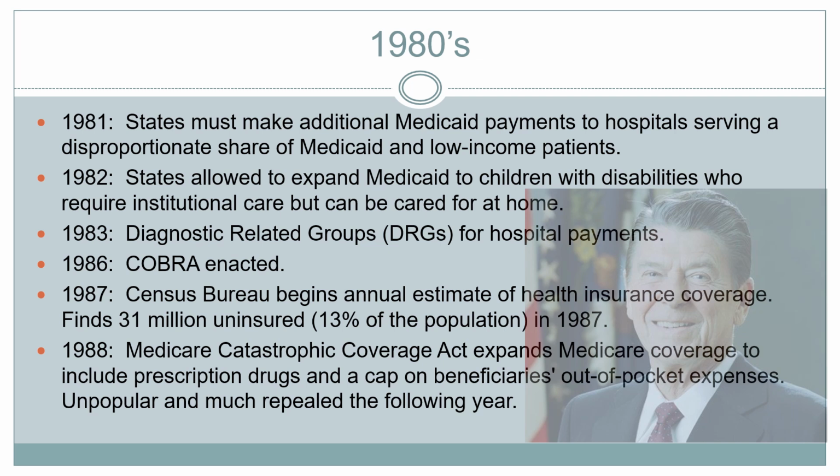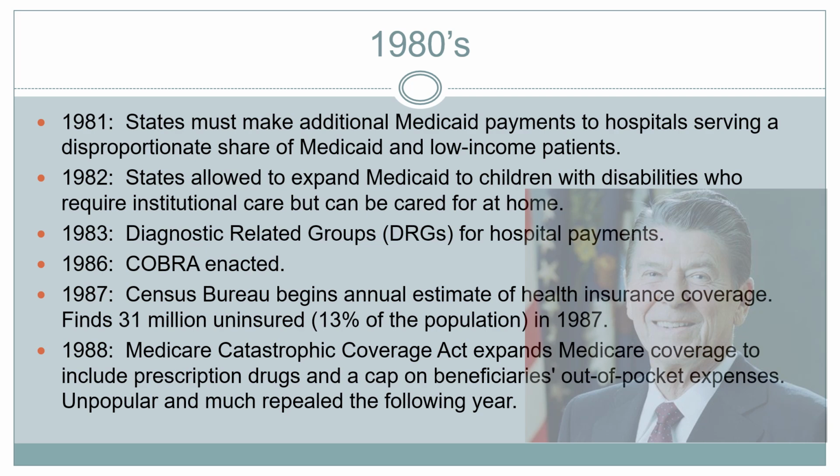For those of you who have worked with healthcare data in hospitals, that's when we first saw DRGs. In 1986, COBRA was enacted to provide a transition for employees moving from one job to another, who might otherwise be without health insurance, so they could carry over that insurance coverage. In 1987, the Census Bureau began to estimate how many people did not have health insurance.